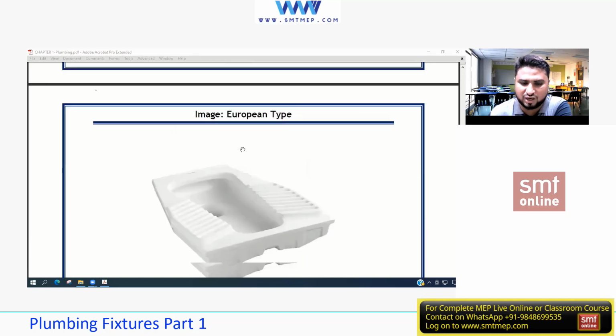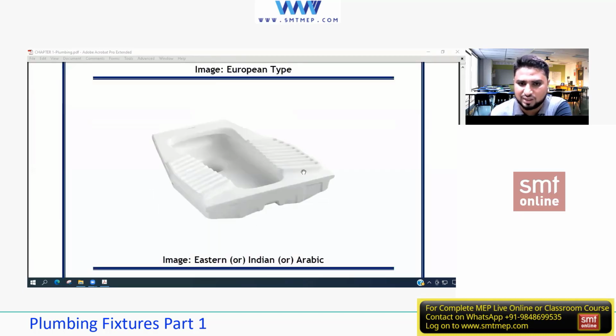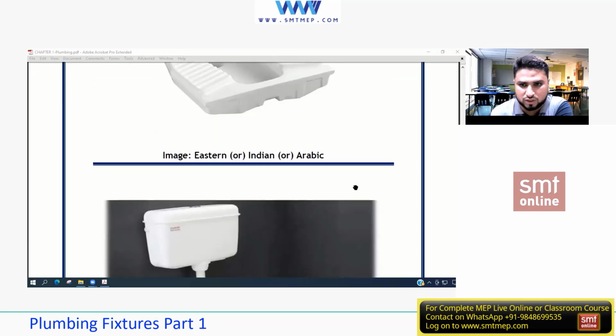The second classification is Indian or Arabic, you can say. This is how it looks. Again, this also demands cold water. Just for information, one more time, I'm showing you this so that you know what demands what kind of water, so that we can proceed with the load calculation.